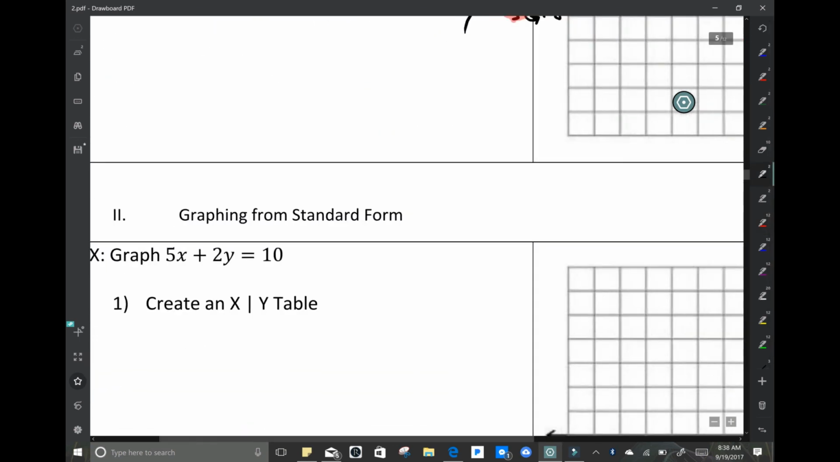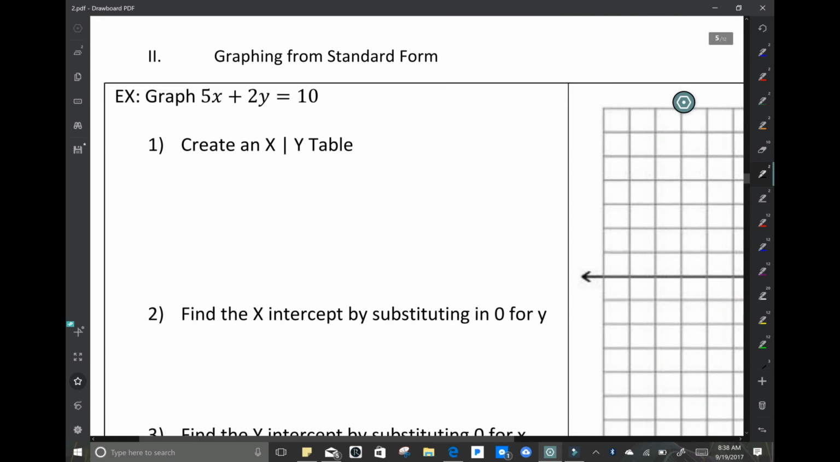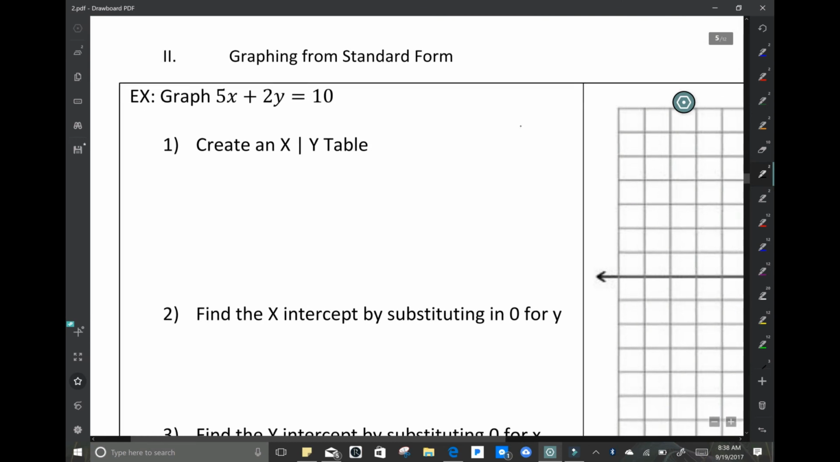Okay, moving on to graphing from standard form. Standard form's a little bit different. I like to make it easy, and some students may say, well, can't you just put it into slope-intercept? You could, but it's really actually easier. You can find what are known as the intercepts.